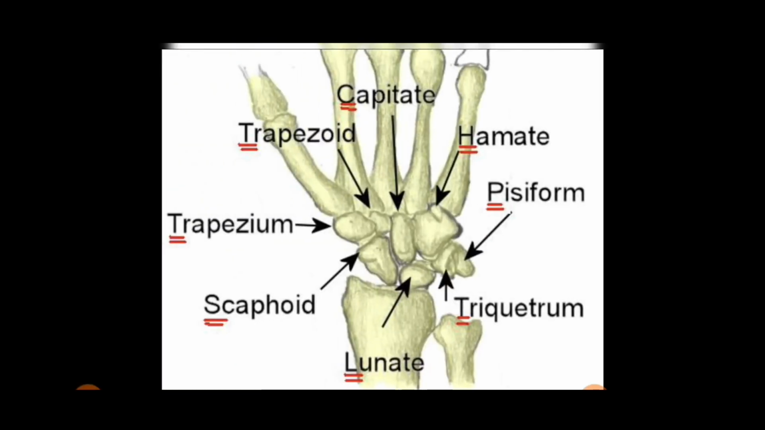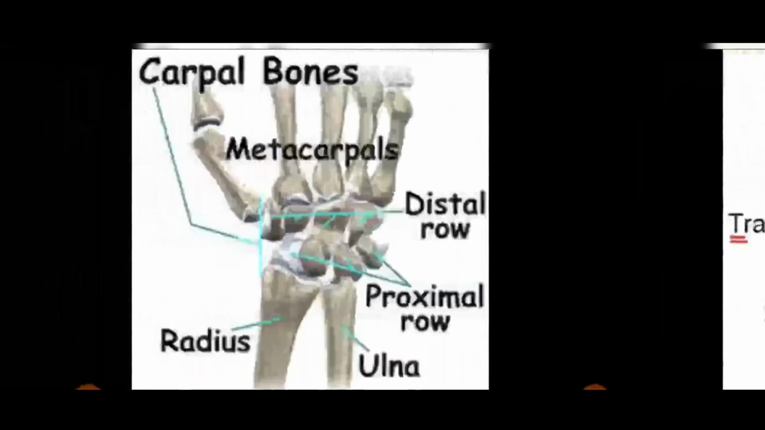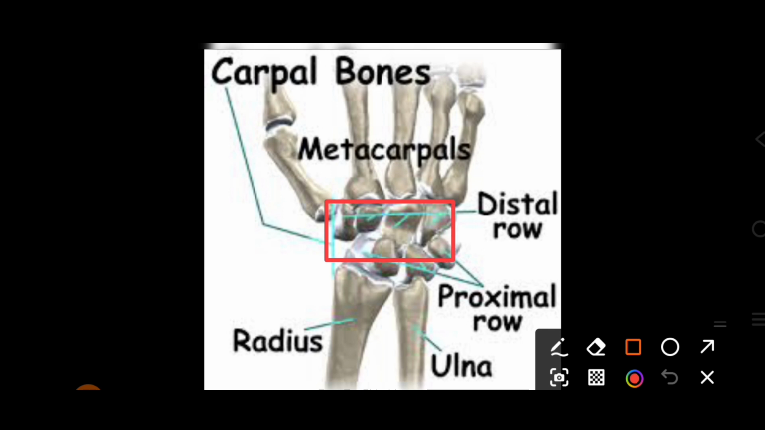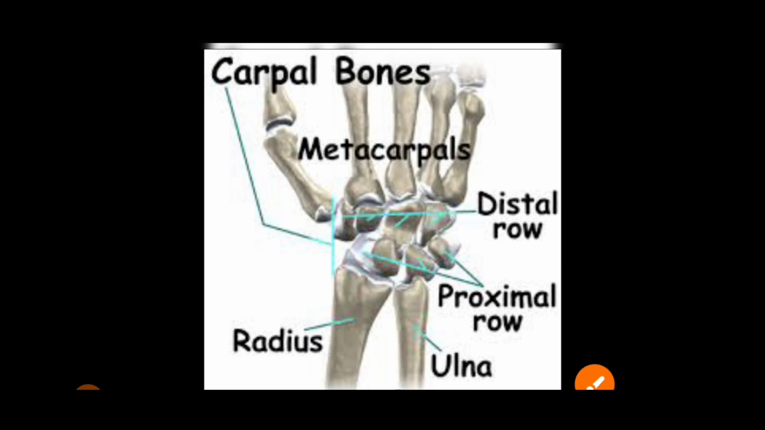So you can see over here, this is another picture of the bones of the wrist, and this is another picture of the bones of the wrist. You can see over here, these are the bones of the wrist, which are divided into proximal and distal rows. So this was all about the bones of the wrist.